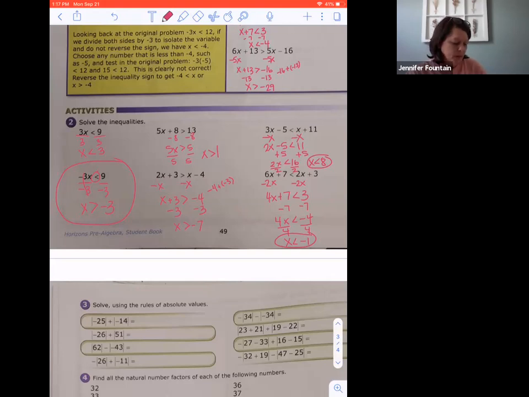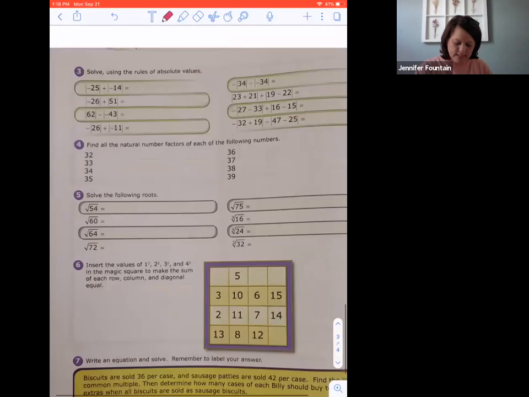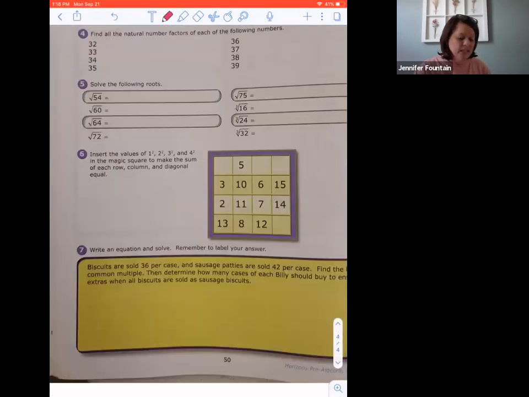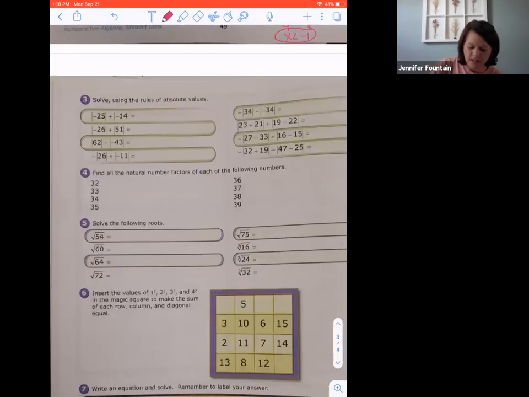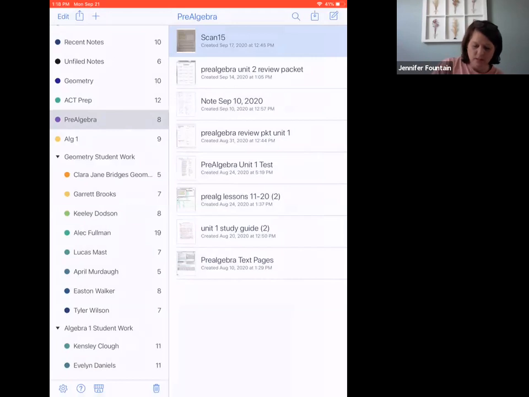All righty then. Let's go ahead and move on to the next section, which will be our next unit. I'll tell you that our homework for this section is found in lesson 22. Turn to page 52. Let me pull up that page real quick.